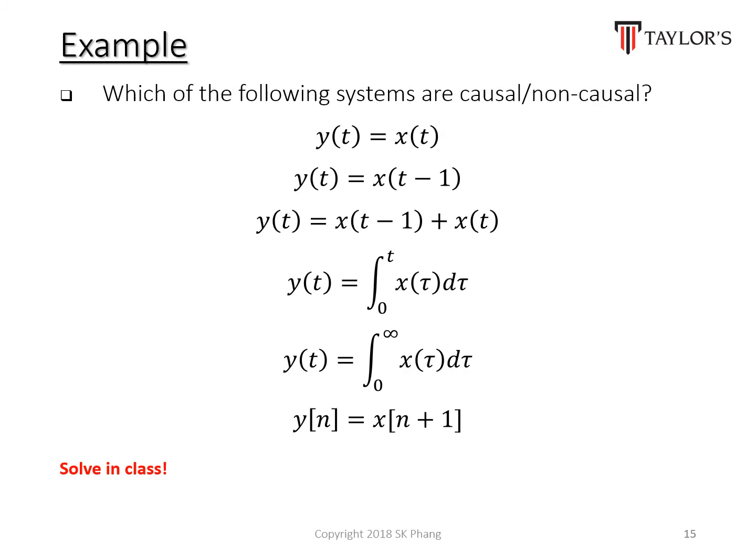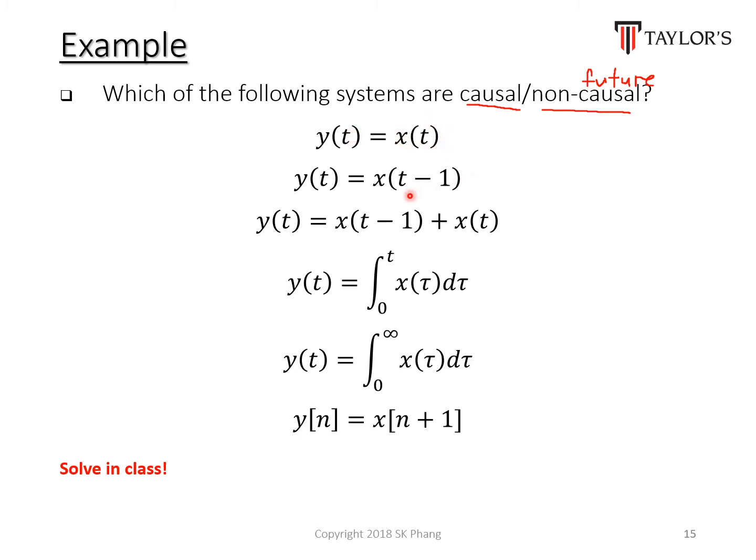Okay, now let us look at the examples. Which of the following systems are causal or non-causal systems? Remember, causal means that it depends only on present and/or past input. Non-causal means it will depend on the future. Alright, let us look at the first example. y(t) equals x(t), and this is very obviously a causal system, because it depends only on the present input. So the output equals the current input.